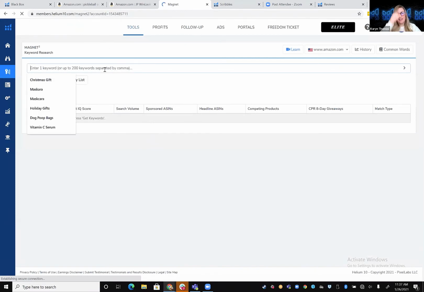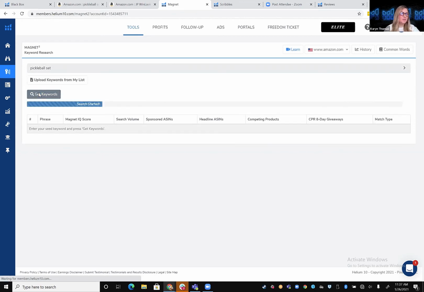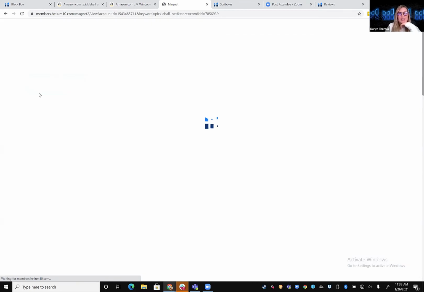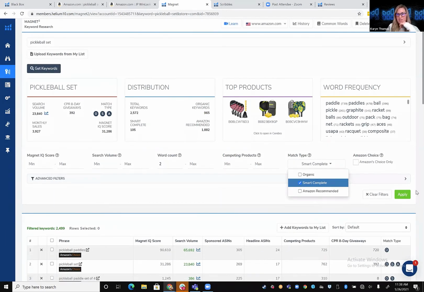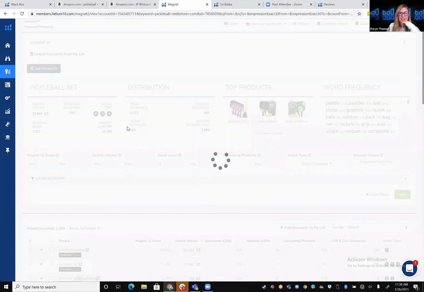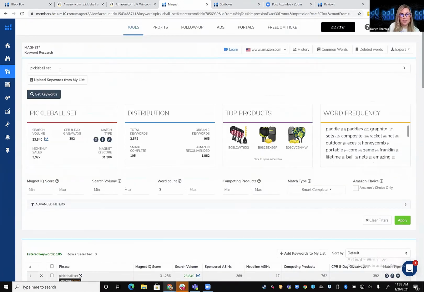So this is another great way to double and triple check to see what other keywords you can come up with. You can put in a base or seed keyword like pickleball set and then get keywords. And it's probably going to come up with, again, thousands of different variations, maybe even some that aren't closely related. So we want to narrow that search down with what we call smart complete here in the Magnet type. You can see we've got almost 2,500 different keywords. If we do smart complete, it's going to narrow it down to about 100 keywords that only have our seed keyword, pickleball set, in it.